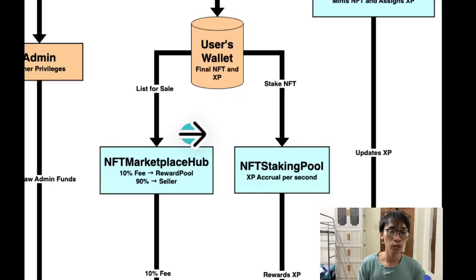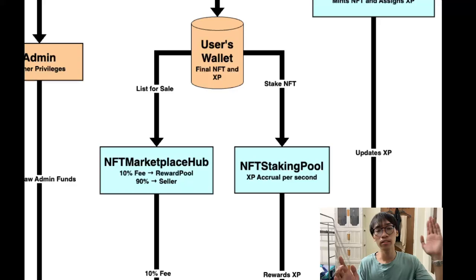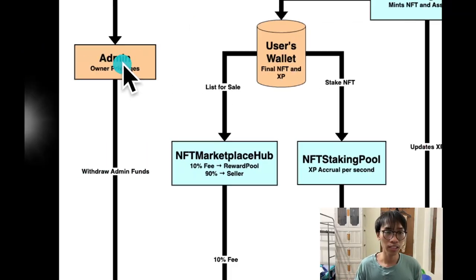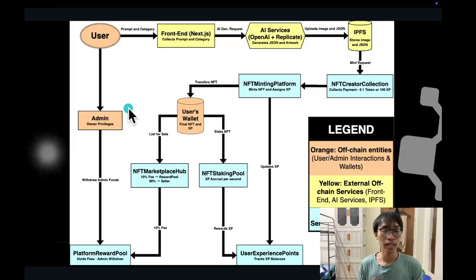Now if the user tries to list their NFT for sale, it will call the NFT marketplace hub smart contract. And if another user buys the listed NFT, then 90% will go to the seller and a 10% fee will go to the rewards pool, which will only be accessible by the admin. We determine the admin by checking the deployer of the contract. If the transaction to claim the reward pool is not triggered by the admin, then the transaction will fail.